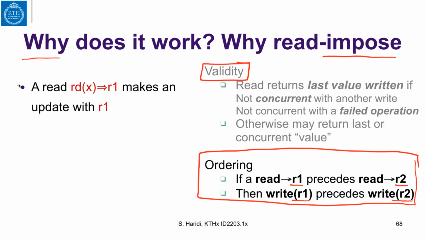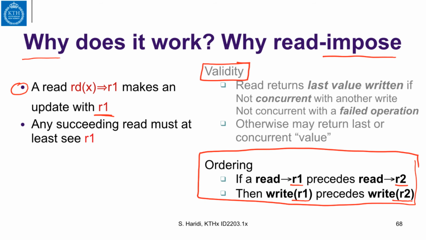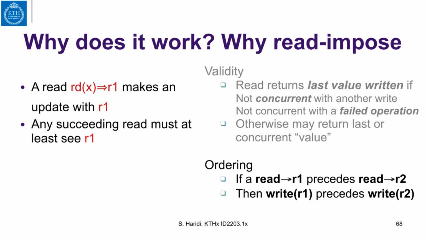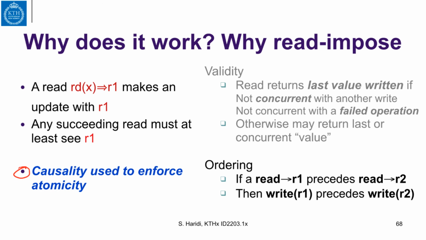So as we said, a read makes an update with this value R1. And any succeeding read that comes after will either read R1 or a succeeding value. And therefore, we satisfy this ordering condition. So actually, we use causality to enforce the ordering. And by this, we enforce atomicity.